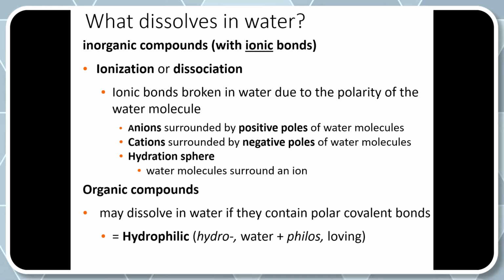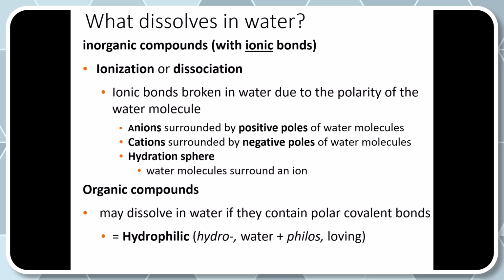So what actually dissolves in water? Inorganic compounds with ionic bonds are good at dissolving in water. Water molecules actually surround those ions. The anions are surrounded by the partially positive poles of the water molecules, because what's the charge of an anion? Negative, right? So the positive portion of the water molecule is going to surround that.